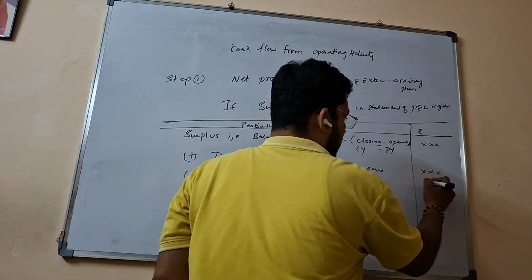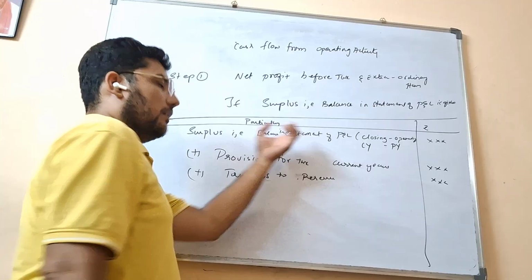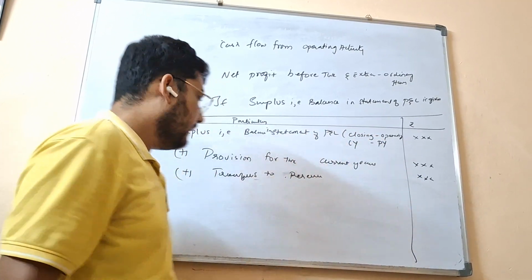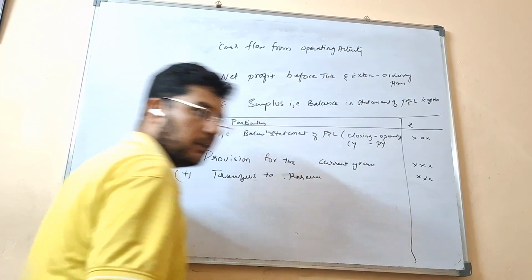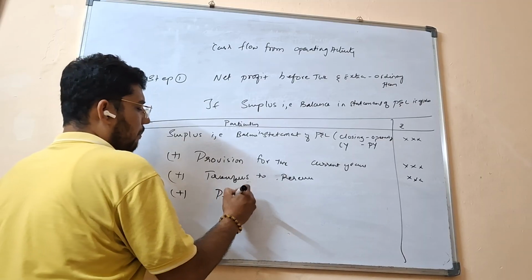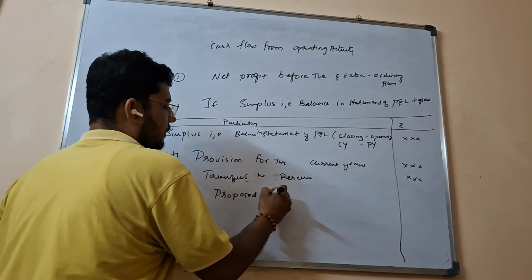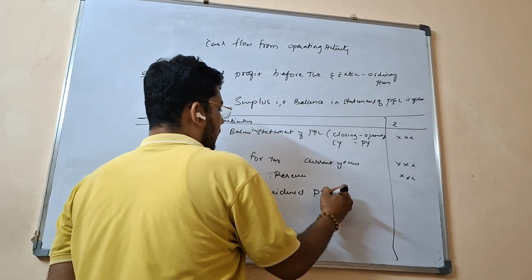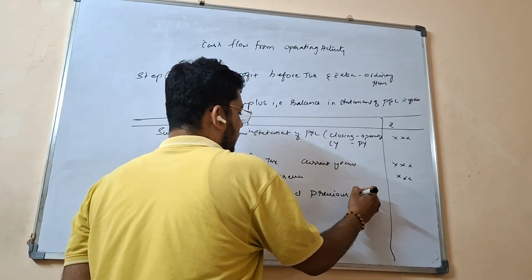That also we are going to add it separately. Your surplus that is balance in statement of profit and loss, closing minus opening, and then transfers to reserves. Then we add proposed dividend, which year? Same thing, proposed dividend of previous year.